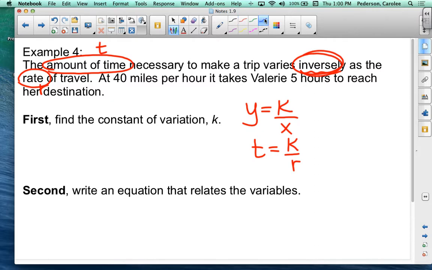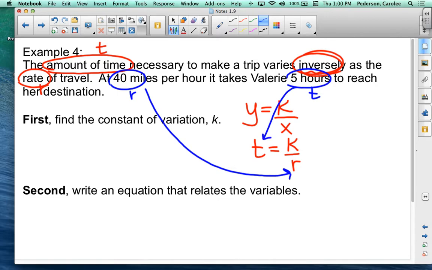Now we're going to identify our values. At 40 miles per hour, so that's our rate, that's going right into here. It takes Valerie 5 hours. That's our time. So that's popping right in here. What we're going to do is we're going to solve this equation for k. So I'm going to write the equation 5 equals k over 40. And we're going to solve this equation for k.